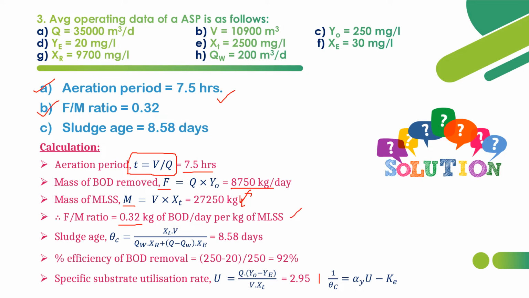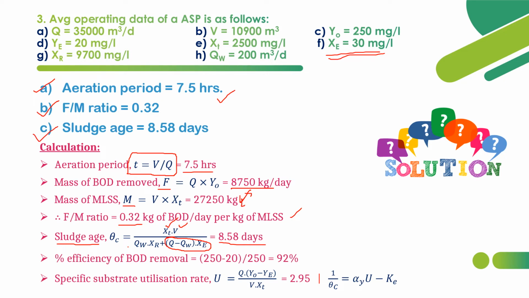Now option C, sludge age. How to calculate that? Theta C is equal to XT V divided by QW XR plus (Q minus QW) XE. So we know the values of all the things: Q, XT, V, QW, XR. This term is an extra term, but it is a negligible term in many cases. But in this case, they have given the value for XE. So we have to use this term also, (Q minus QW) into XE. So by substituting all the things, we will get the answer in days as 8.58. So option C is also correct.